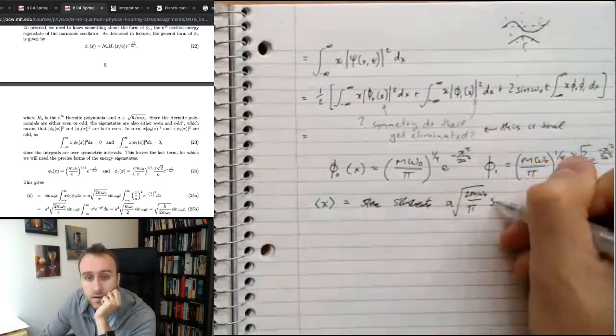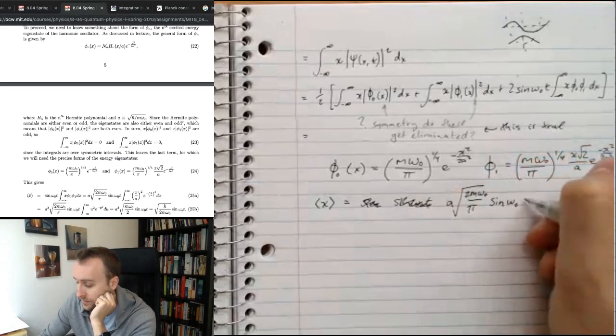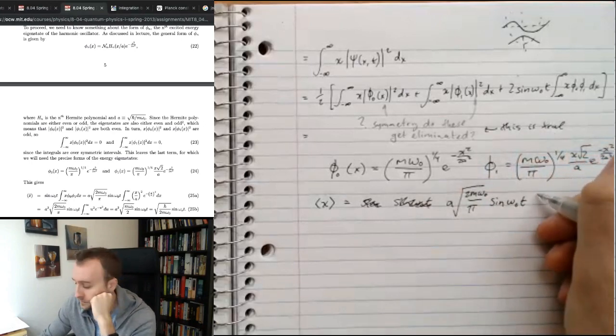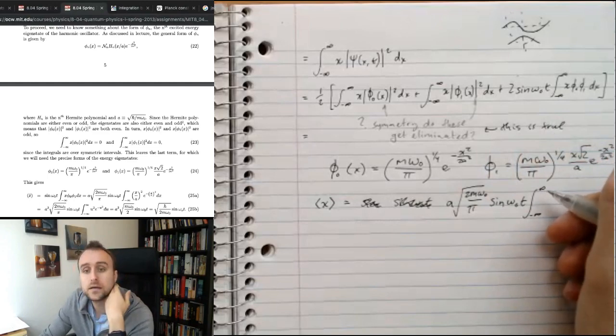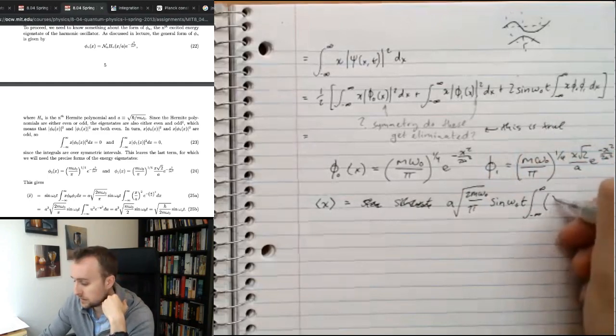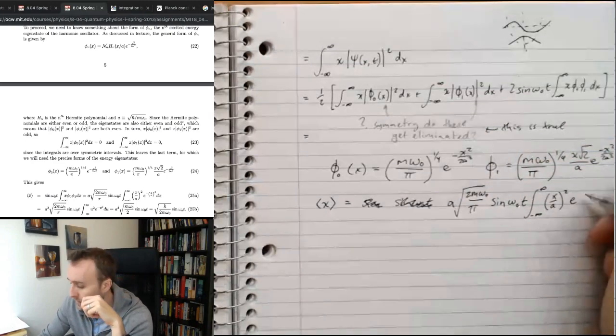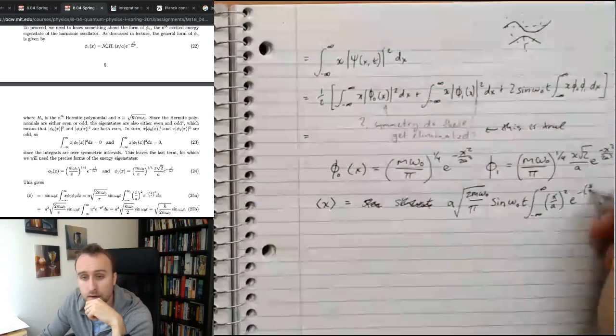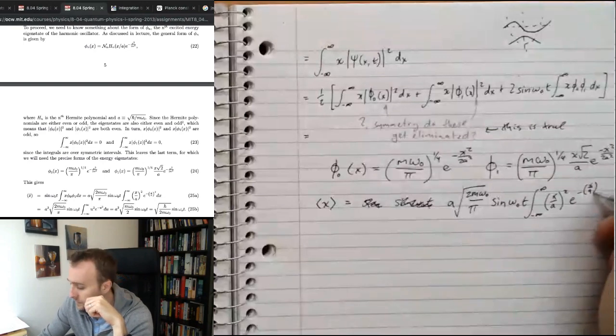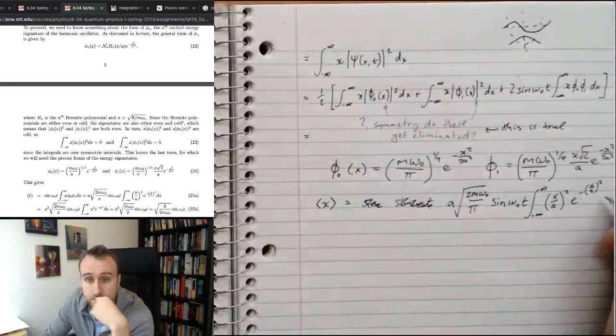Pi sine omega t, negative infinity to positive infinity, x over a squared e to the negative x over a squared dx.